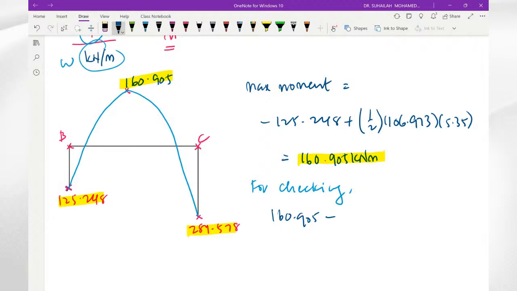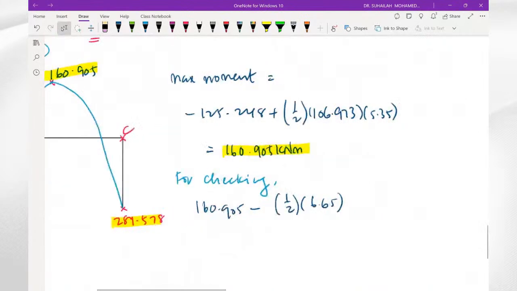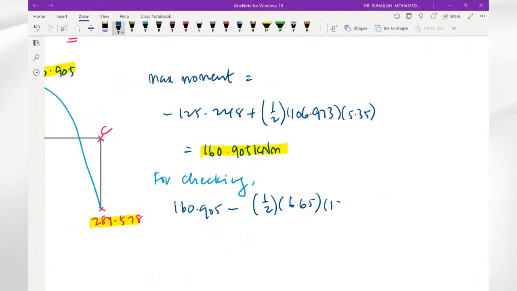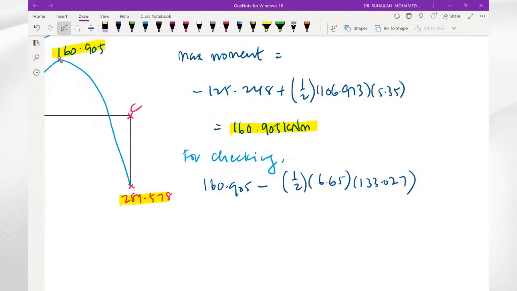It is 126.65, and 133.027. We should get 281, so this will equal 281.6. Okay, so just check, and we should get this value.